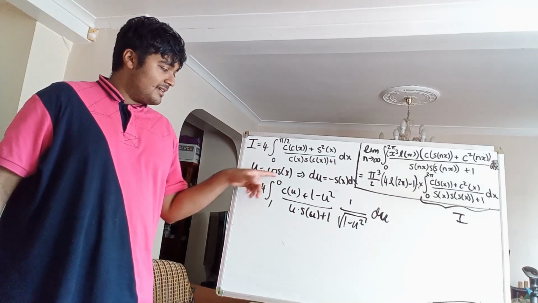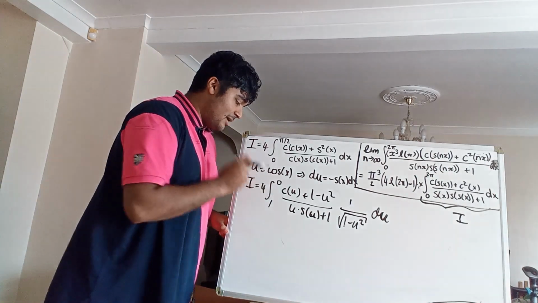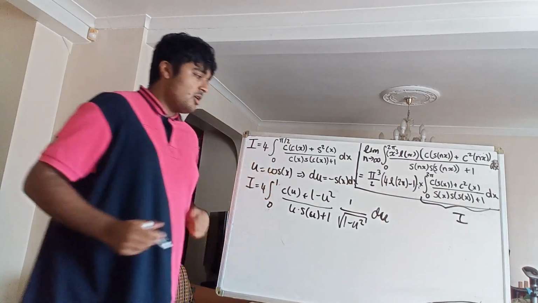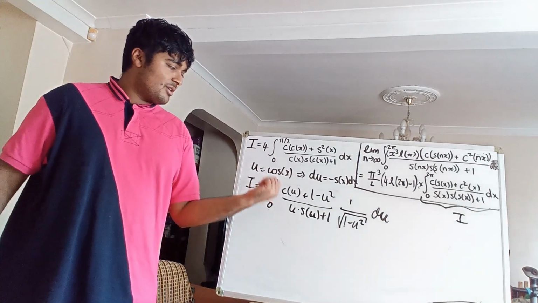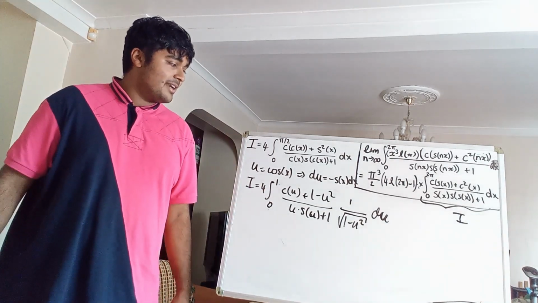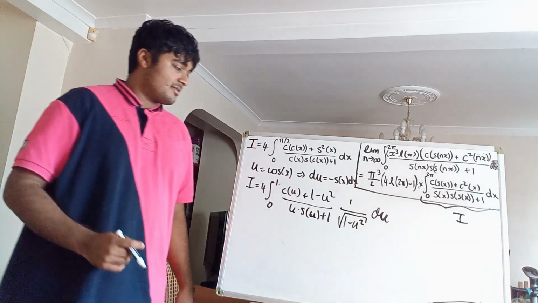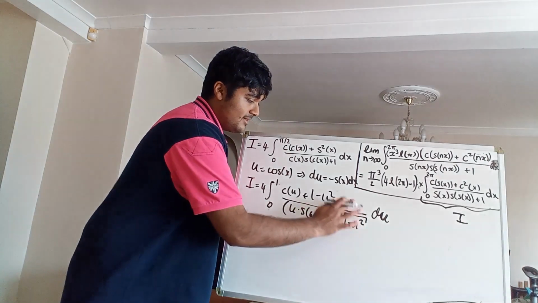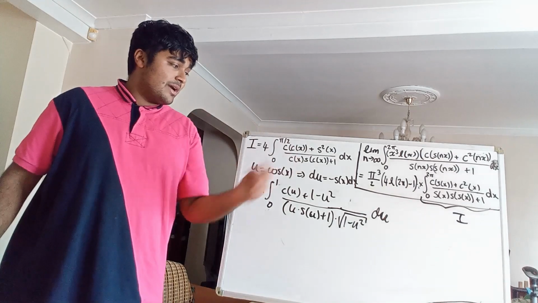Now we can use this minus sign here to flip the limits of integration. So this minus sign we can get rid of and put this as the integral from 0 to 1 of this guy here. So cosine of u plus 1 minus u squared, all over u times sine of u plus 1. I'll just put that in brackets and then multiplied by the square root of 1 minus u squared du.